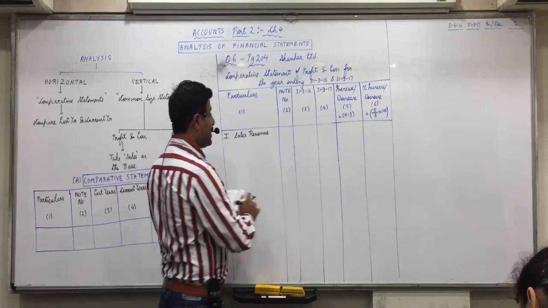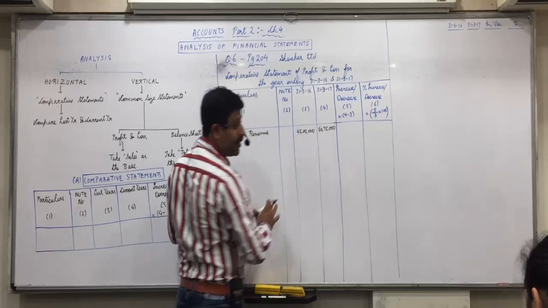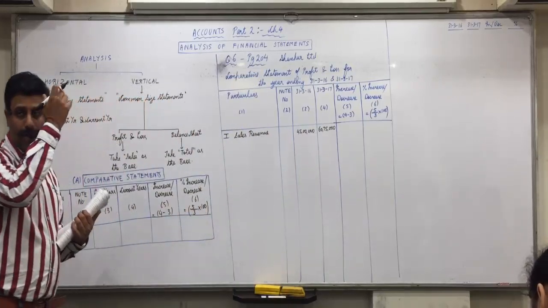First of all, see in the question, sales revenue. Write down first, sales revenue. As I said, the question itself, first we have to copy it entirely. But 60,75,000 in 4th column and 45 lakhs in 3rd column. Understood that, everyone? Reverse, cross. All the amounts will be written cross.